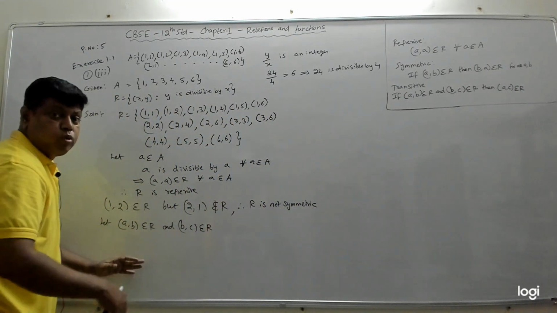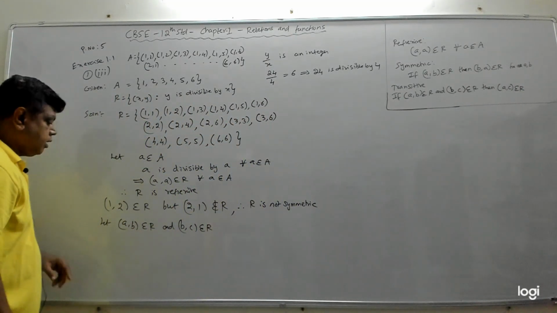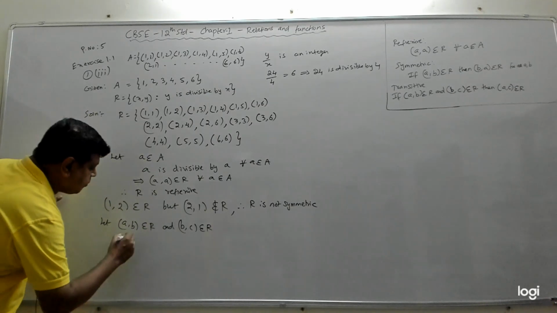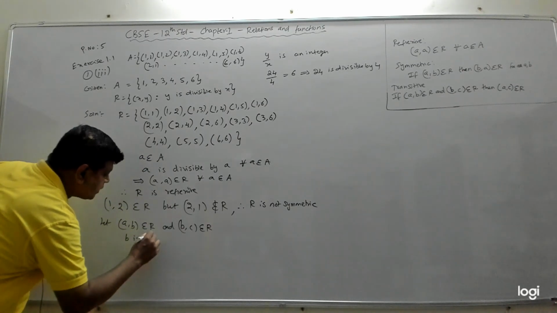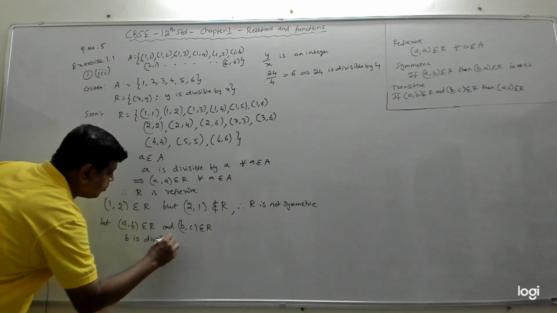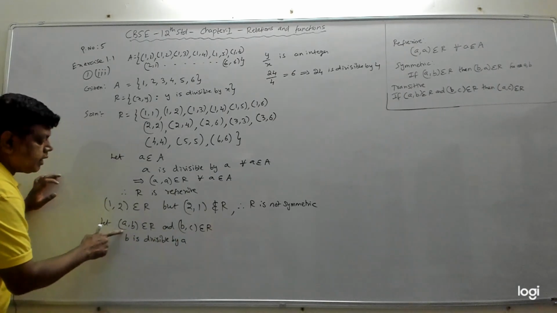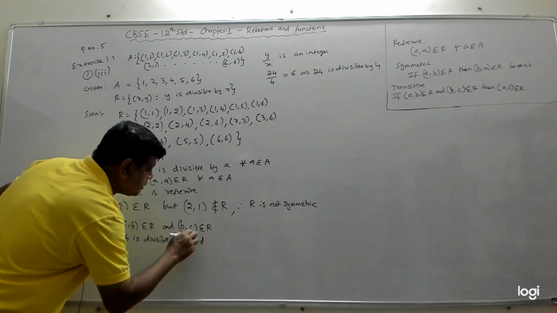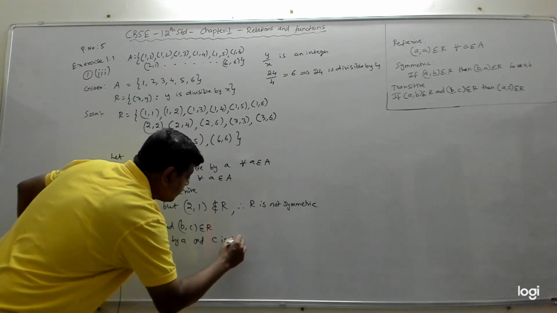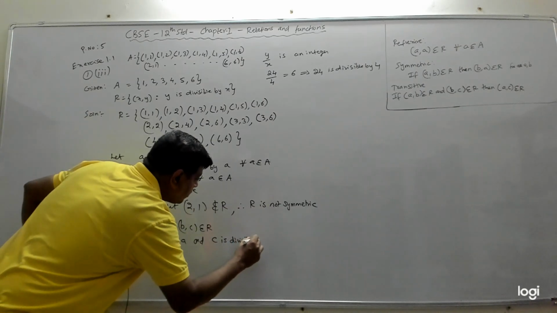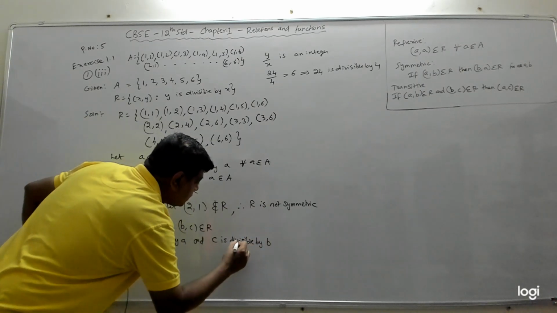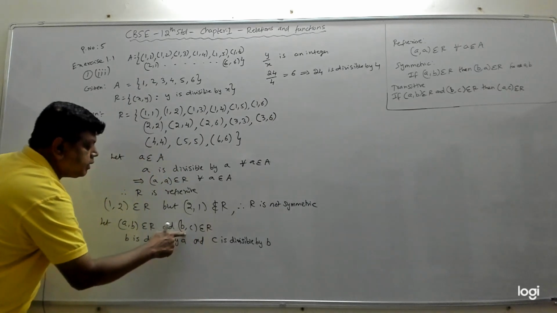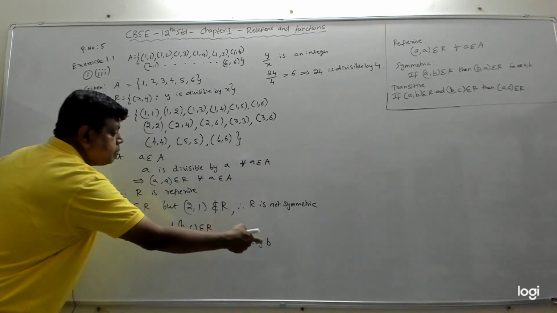Now we should prove (A, C) belongs to R down the line. So (A, B) belongs to R means what? B is divisible by A. That is the meaning of this. When (A, B) belongs to R, it means B is divisible by A, and (B, C) belongs to R means C is divisible by B.